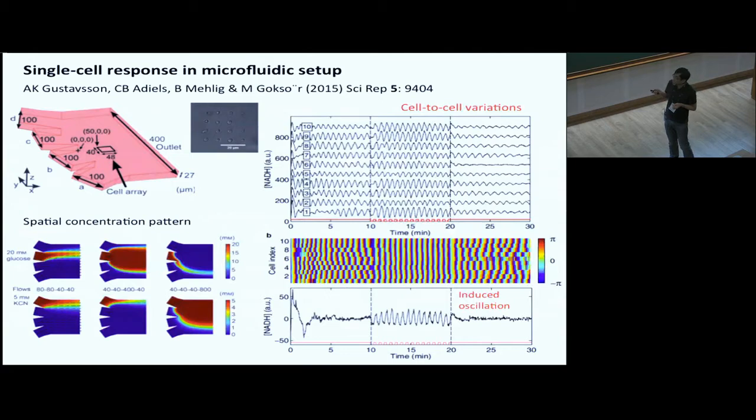And of course, you can try to synchronize the oscillation through this microfluidic setup by having some kind of periodic control of the external condition, for example, the concentration of some chemical in the fluid that you flow through the system. And this way you can synchronize the cells.